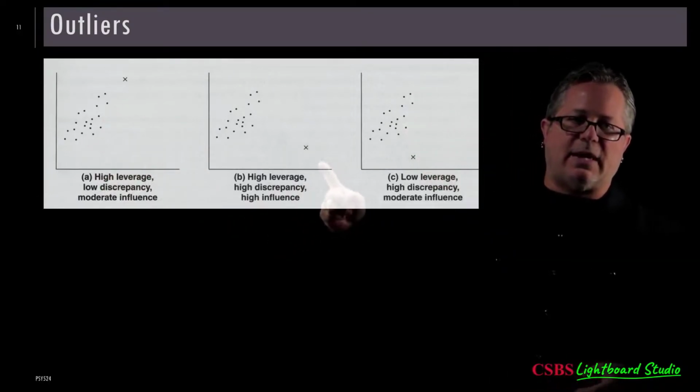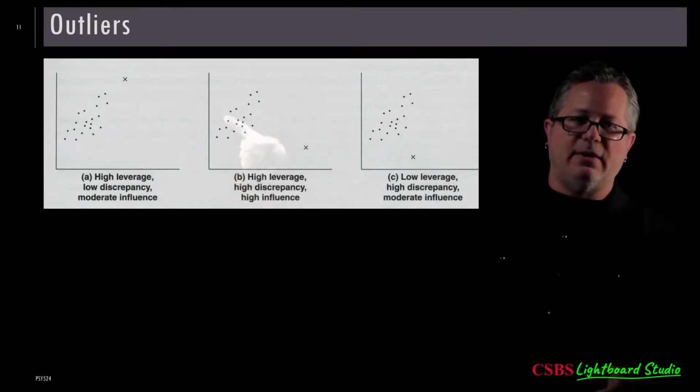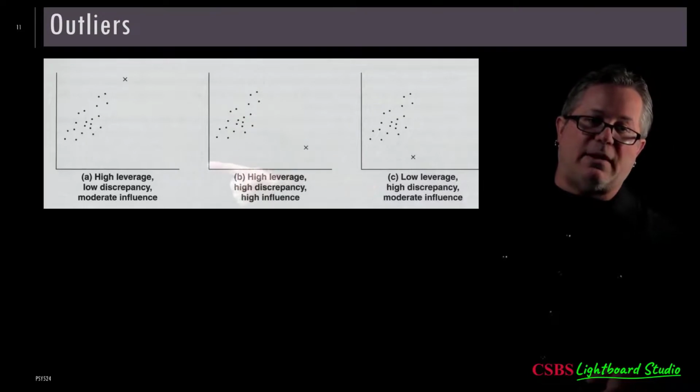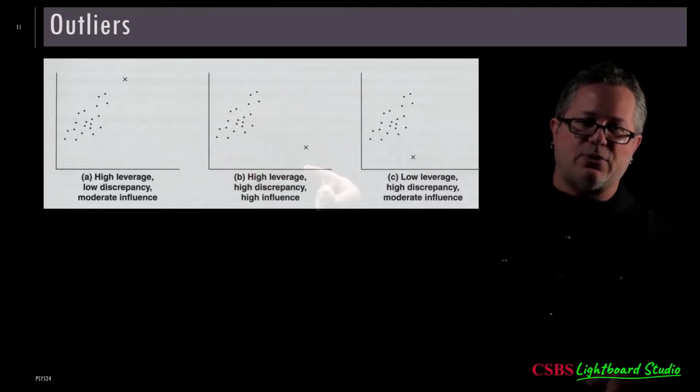Here's high leverage and high discrepancy. So the pattern's going this way. This is going to pull the line. It's going to reverse it. It's going to go from a positive slope to a negative slope just to try to account for that one point.